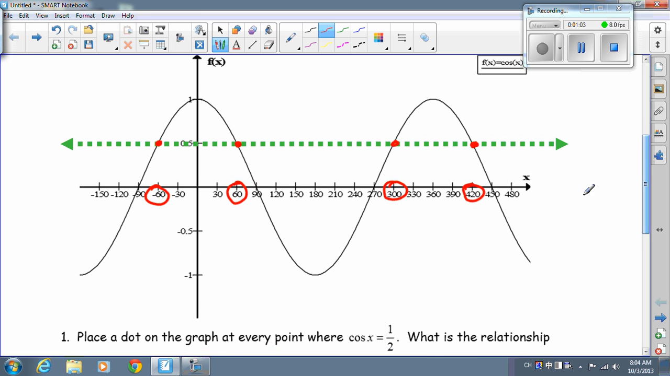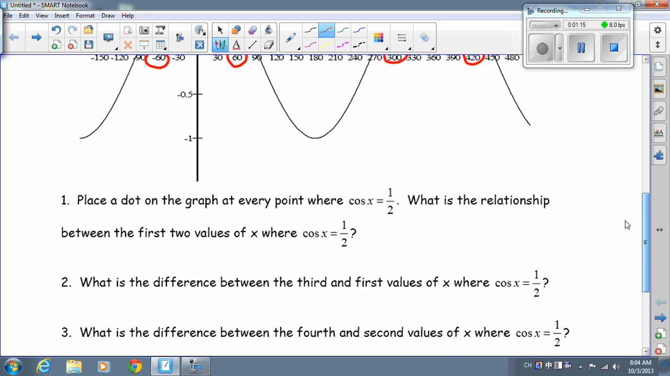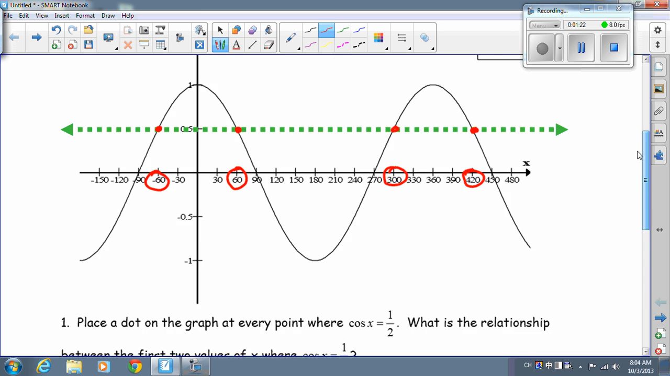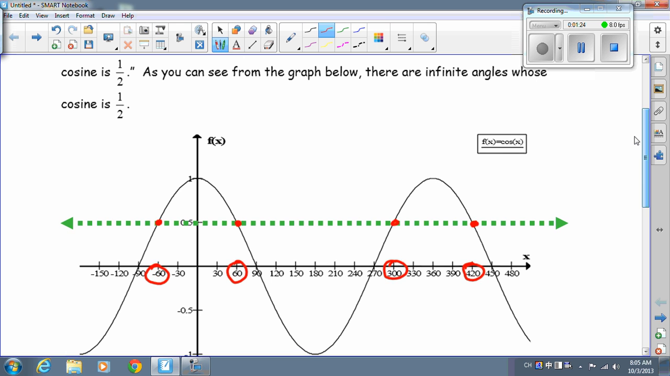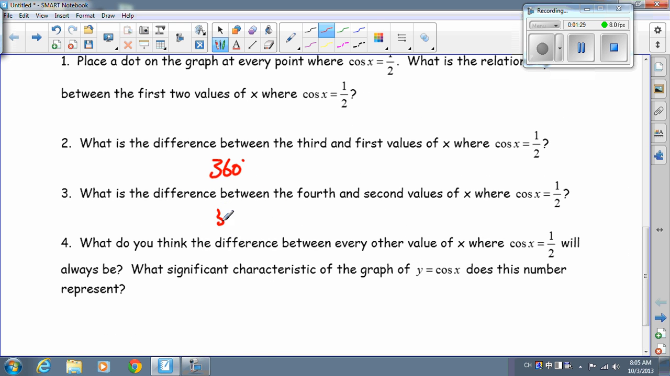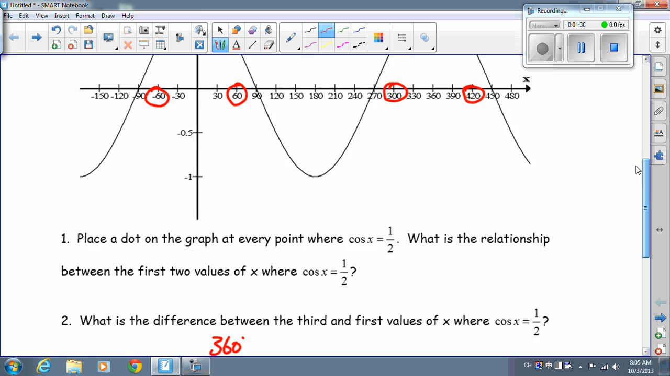Now, I will look for the difference between the first and the third value of x when cosine of x is 1/2. If you look at this difference, you will do 300 minus -60, and that difference should be 360 degrees. Similarly, if you do the difference between the fourth value, 420 minus 60, you will get another 360 degrees. Do you think the difference between every other value of x is 360?